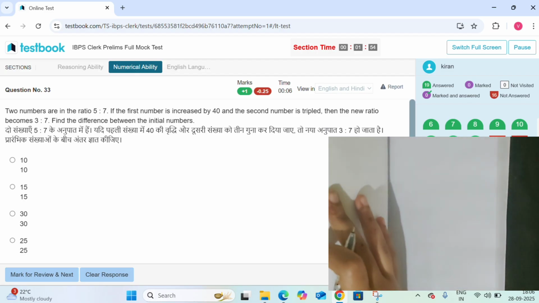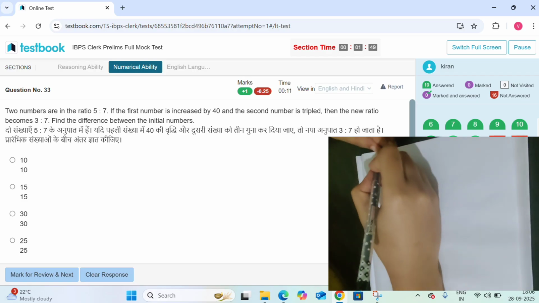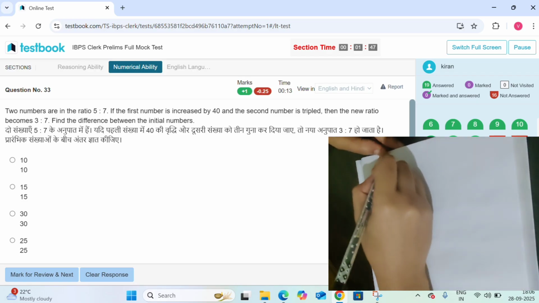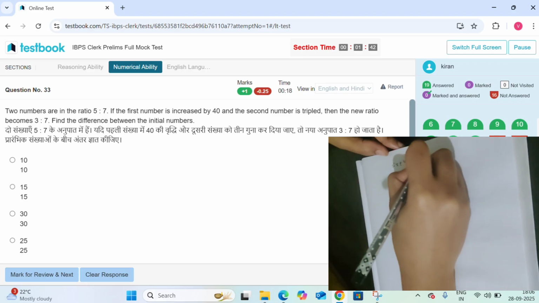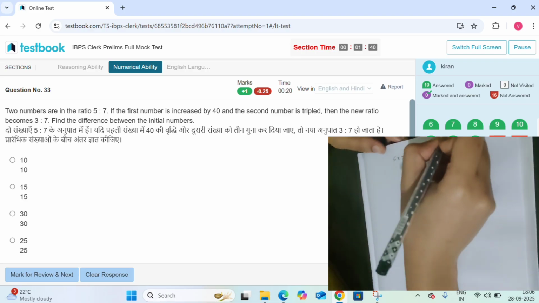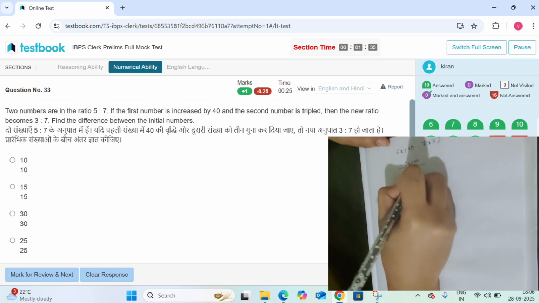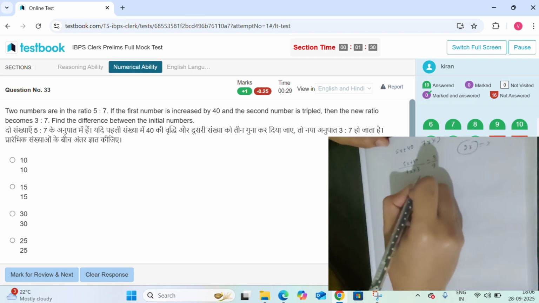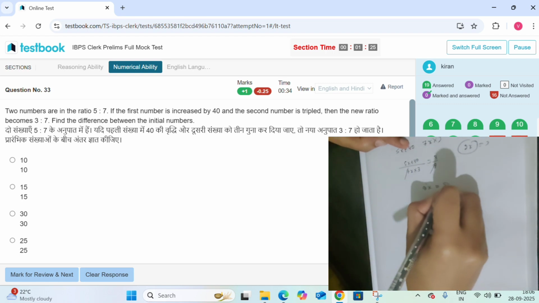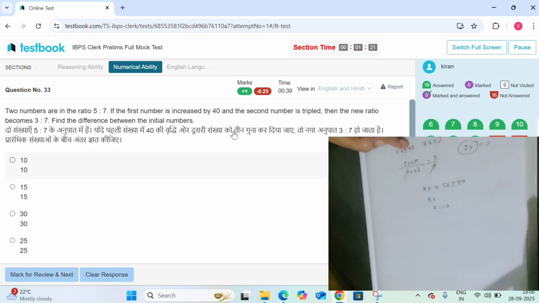Two numbers are in the ratio 5 is to 7. The first number is increased by 40 and the second number is tripled. Increase it by 40, so 5x plus 40, and the next number is 7x tripled, into 3. Then the new ratio becomes 5x plus 40 and 7x into 3 is 3 is to 7. Find the initial, that means 2x is equal to how much? So for that 7 gets cancelled, and 9x is equal to 5x plus 40, that is 4x equals 40, so x is equal to 10. 20 is the answer.